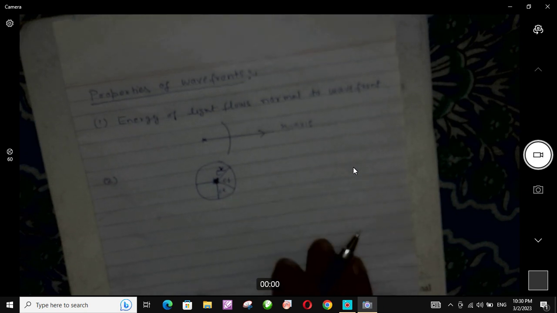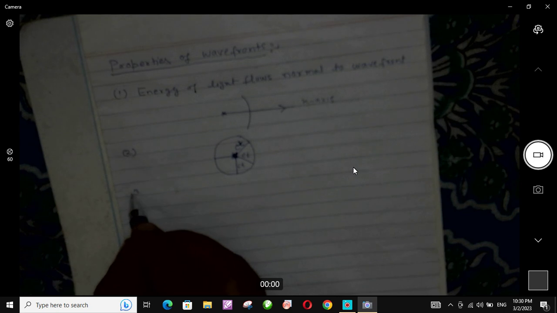or in other words, we can say that if there are a number of particles on this wavefront, then the distance of origin from these particles which are lying on the wavefront will be same. So this one is the second property.